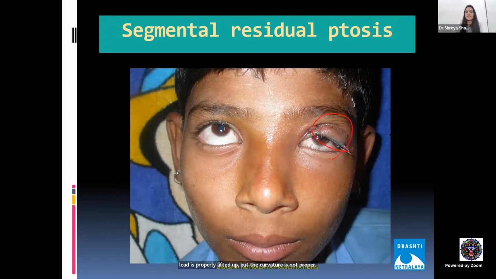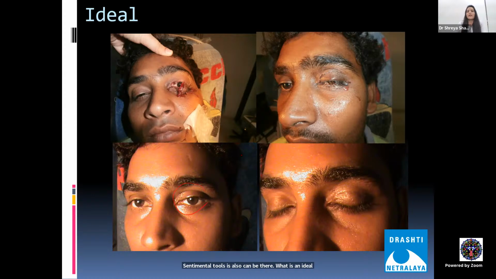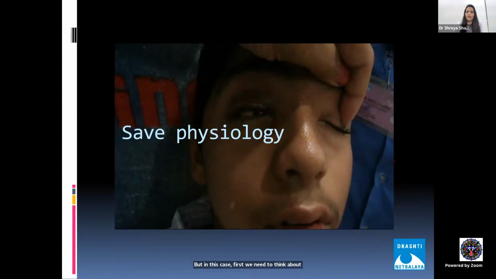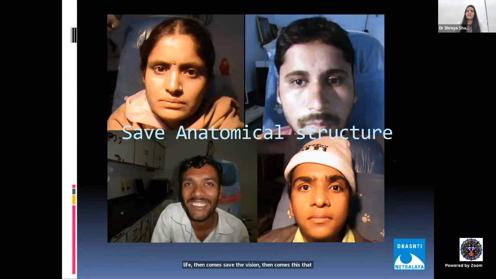What is an ideal situation? In the ideal situation, the patient should be able to close the lid. The cosmetic correction, functional correction, everything could be done properly. But in this case, first we need to think about saving life. Then comes save the vision, then save physiology, which should have a good movement post-operatively, save anatomical structure, and then comes the cosmetic correction.